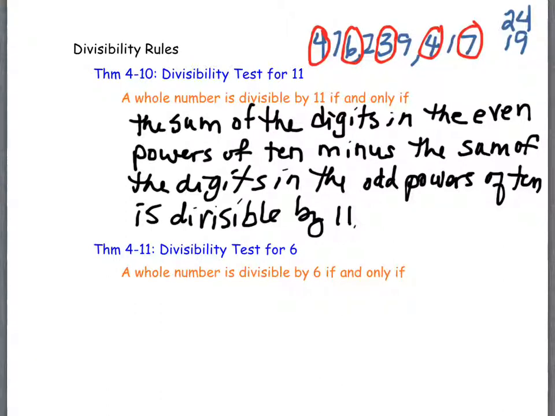5. Is 5 divisible by 11? No. Then this original number wasn't either. So the process itself isn't hard, but there's no real clean, concise way of writing out what I just did. Do you guys see what I mean?